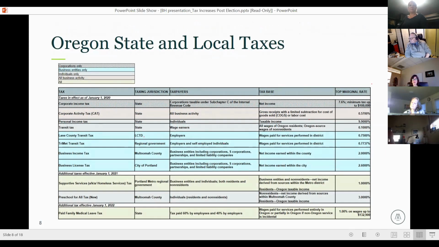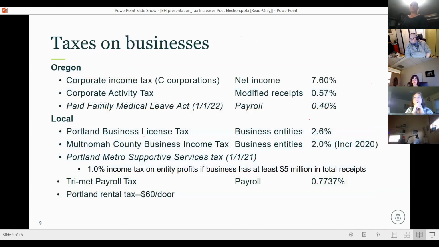So, an Oregon state and local overview. I put this chart together, and I realize that it's difficult to read, but I think the difficulty in reading it is really a result of the sheer number of complex, multi-level taxes that Oregon has at the state and local level right now. We can break them down into taxes on business and taxes on individuals. Looking at taxes on business, these are all top marginal rates, by the way. Lower rates apply for many of these taxes at lower income levels, but I've put in the top bracket rates. So the Oregon income tax on C corporations is at 7.6%.